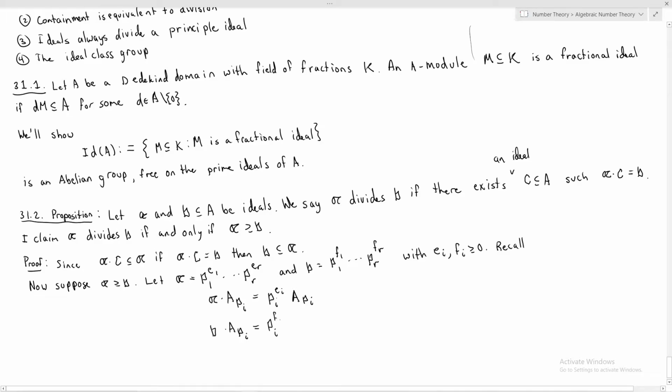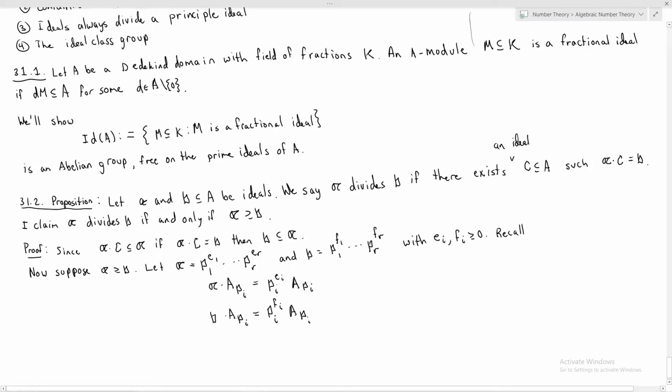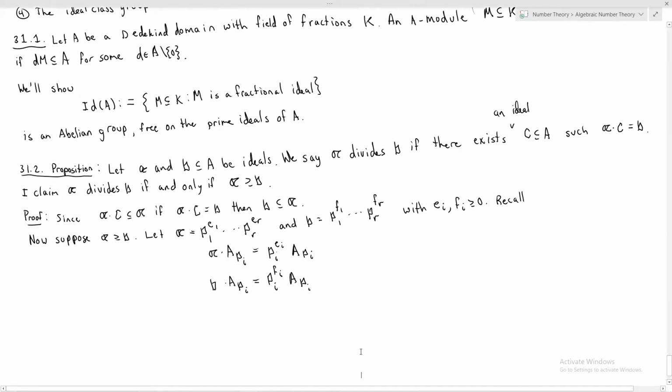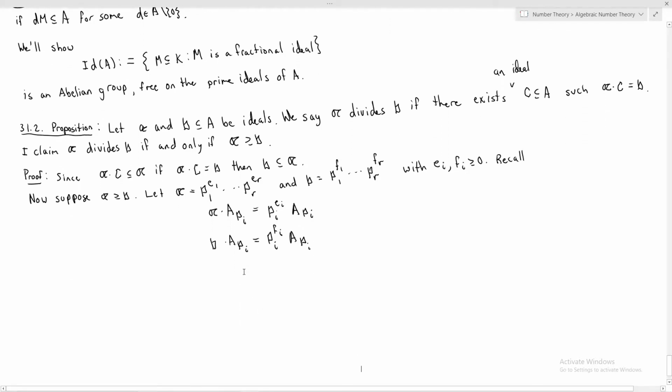And the same is true for B. Okay, so if I want to determine the power, I basically look at the localization, the ideals these things generate in the localization at that prime. Okay, and since A contains B, the ideal A generates in the localization at Pi contains the ideal B generates in the localization at Pi.